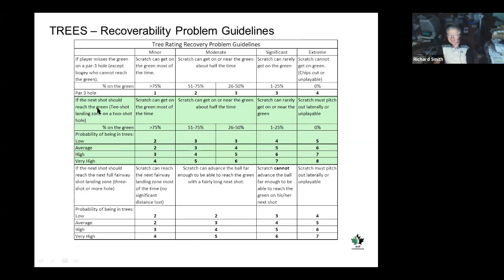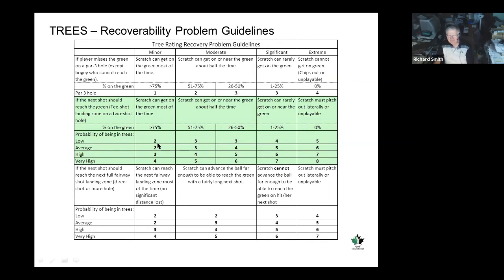Then if it's a 2-shot hole, where the next shot normally is expected to be on the green, once again, we have scratch gets on most of the time, on or near the green about half the time, rarely gets on or near, must pitch out or unplayable. And then 4 different rows based on the probability of being in the trees.